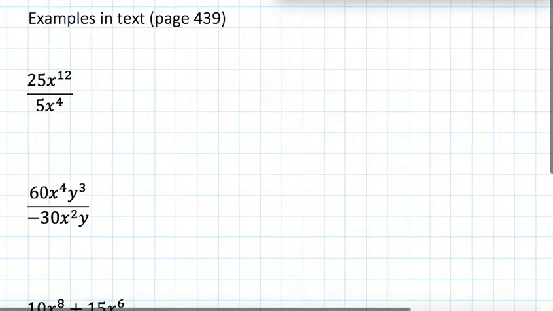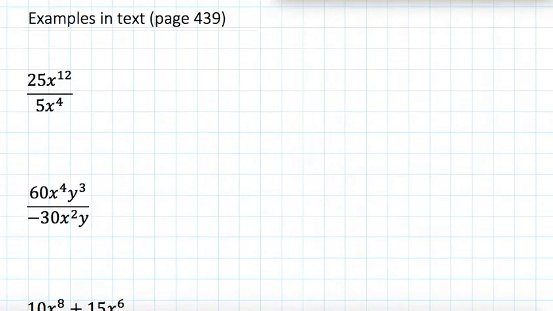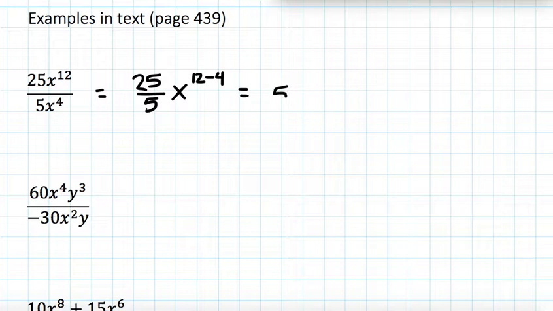So we're going to look next at some examples that are in the text before we do example 1. This is on page 439. So I have this first example, 25x to the 12th over 5x to the 4th. So what I'm going to do is divide coefficients, so 25 over 5, and then for x, I'm going to subtract the power, so that'll be 12 minus 4. Now 25 divided by 5 is 5, x, and then 12 minus 4 is 8. So this can be simplified to 5x to the 8th.